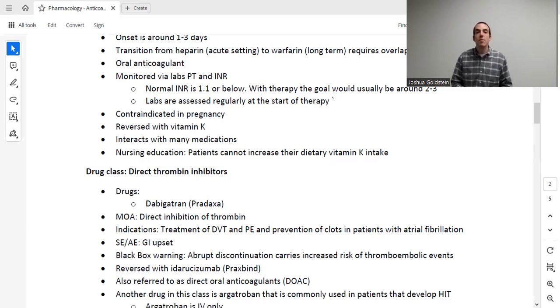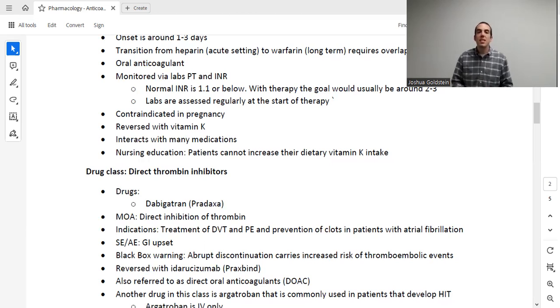This medication does have a reversal agent. The reversal agent is actually a monoclonal antibody, which is an interesting drug class that we haven't covered in depth yet. I don't even know how to pronounce that, so I'm going to go with the brand name, which is Praxbind. The DTIs are also referred to as DOACs. DOAC, or direct oral anticoagulant: this, and the next drug class as well, are referred to as DOACs. Just if you ever see that term, know what it is.